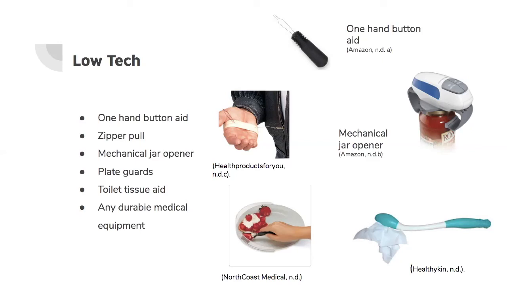And then also you may want to think about how these things can actually be made if they can't be purchased. So I know for those who are BSMS students, you got the opportunity to make your own one-hand button aid using splinting material. So just really thinking about how you can be creative, especially with the low-tech options.